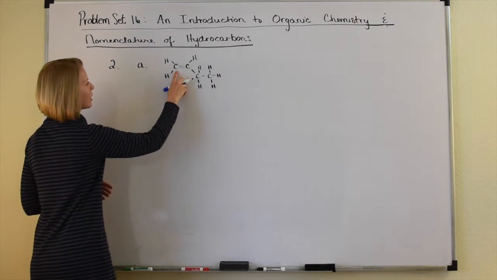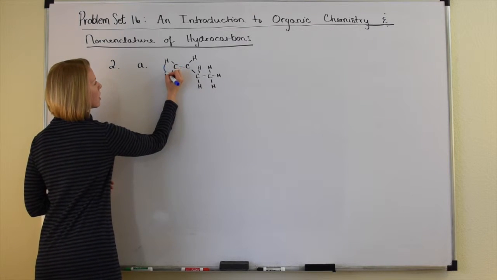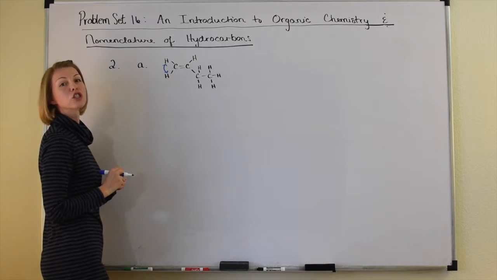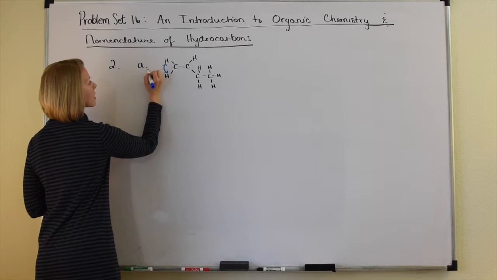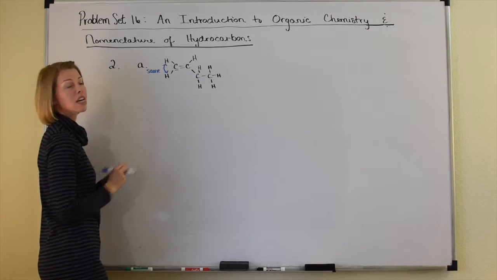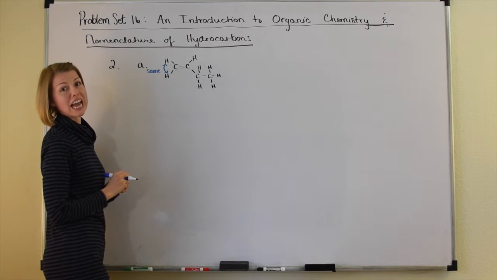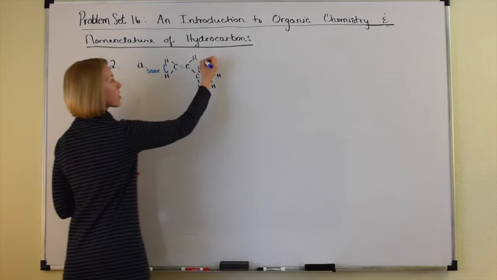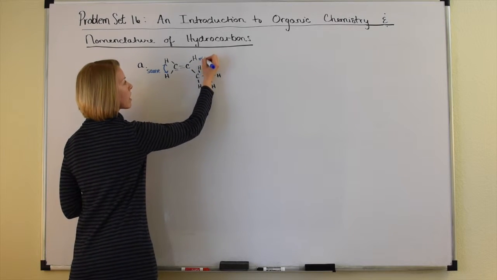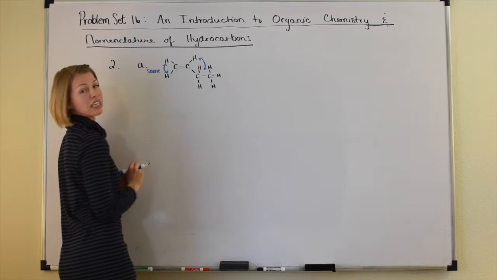Okay, so what do we have here? For this carbon, we have 2 hydrogens. That means that on this side of the carbon-carbon double bond, the substituents are the same. Doesn't matter that on the other side they're different, that this is a hydrogen and this is a CH2CH3.